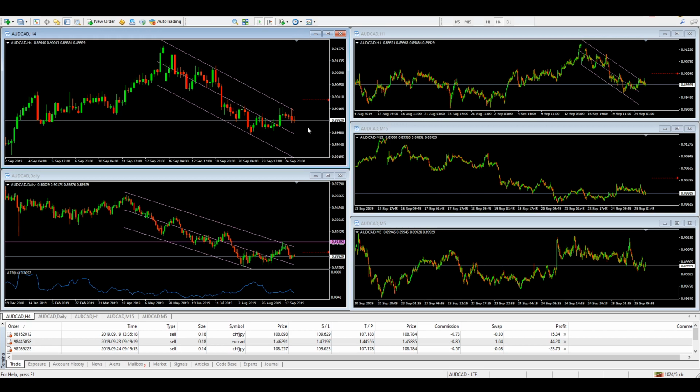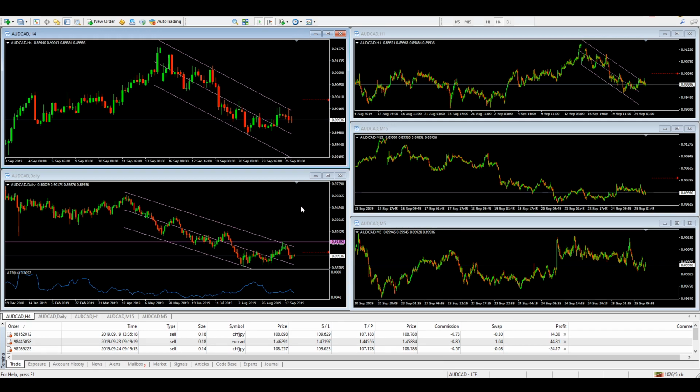So, let's just start off with a quick overview of the strategy. It's a time frame correlation based strategy based on price action. We're looking for trending price action first of all. So, first of all, we're looking at the daily chart. We're looking for signs of lower lows and lower highs in a downtrend, or higher highs and higher lows in an uptrend.